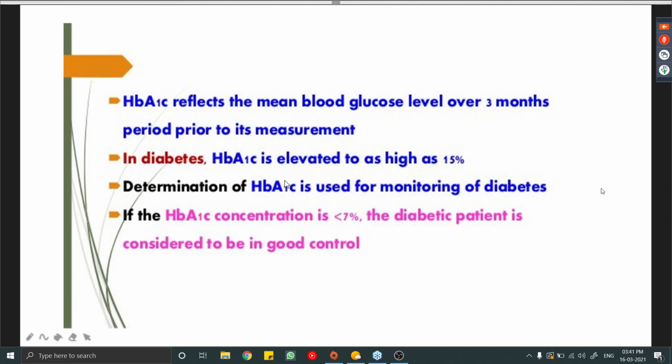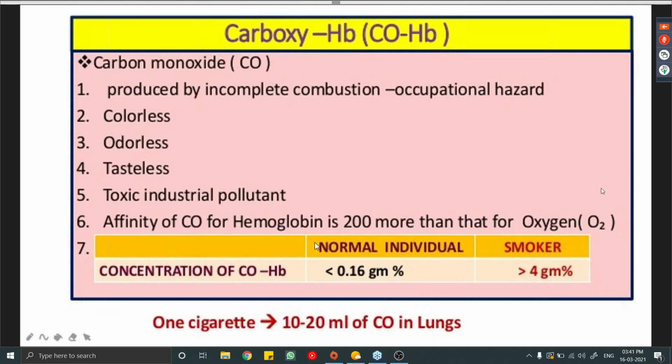The determination of HbA1c is used for monitoring of diabetes. So a level less than 7% is considered to be good control for a diabetic patient.